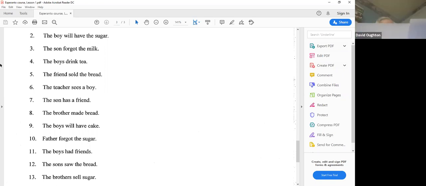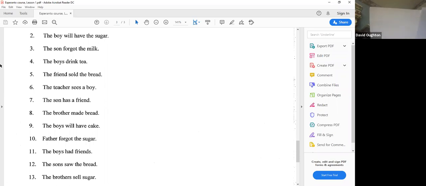Bona. Number 19, the boys will see the teachers. So notice we have a plural subject, boys. Will see is future. The teachers is a plural object. So Bob, what would number 19 be? La knaboj vidos la instruistojn. Very good. Yeah, that's a tough one. Instruistojn. So the OJN means plural object. So la knaboj is the boys. There you do not put an N because the boys is the subject of the sentence. They're the ones who will see.